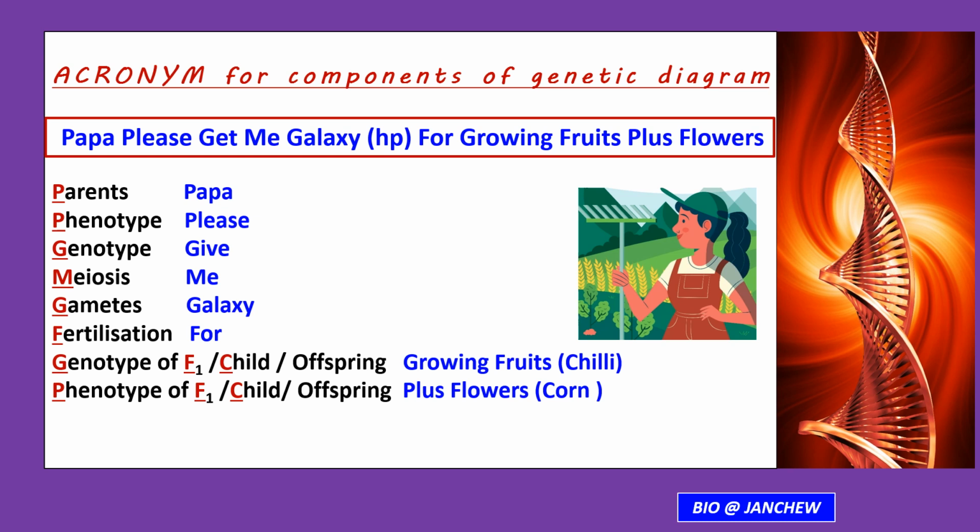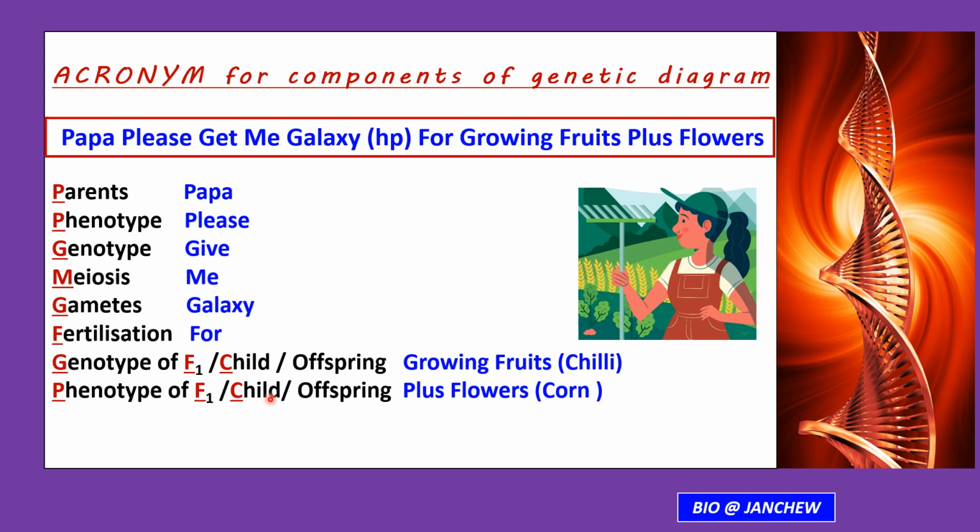Now for the schematic diagram, there's a simpler list of titles used in the genetic diagram in the later part of chapter 11 of the textbook. So they use these titles: parents followed by phenotype, genotype. Here they no longer write parental phenotype because it's understood this phenotype is for parents. Then after that you have the process of meiosis, and then the formation of gametes, and then gametes undergo fertilization. Then you have genotype of F1 or child or offspring. Offspring meaning the progeny also.